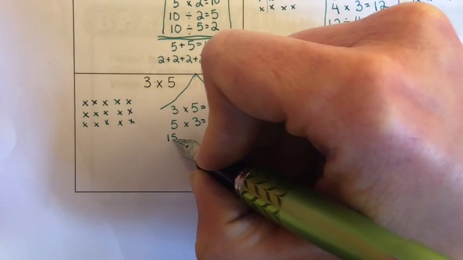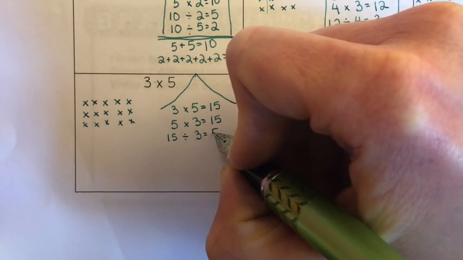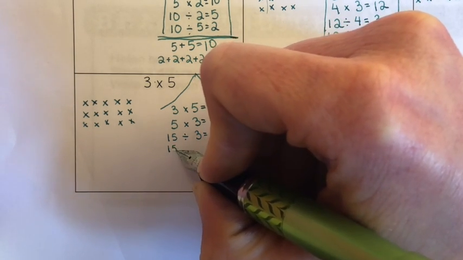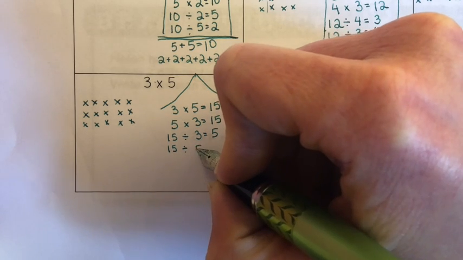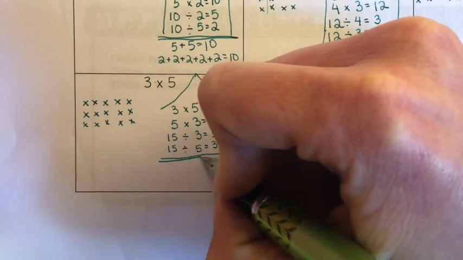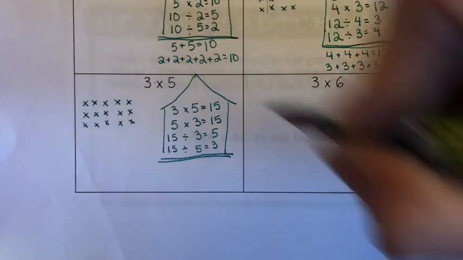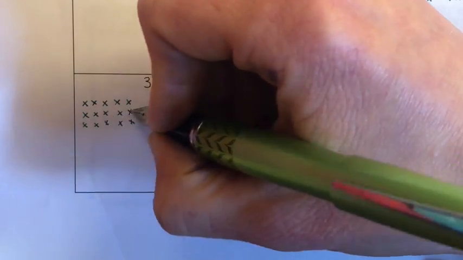Now on to the next one. 15 divided by 3 equals 5. 15 divided by 5 equals 3. Foundation of any fact family for multiplication and division is repeated addition. So I have 5 plus 5 plus 5.